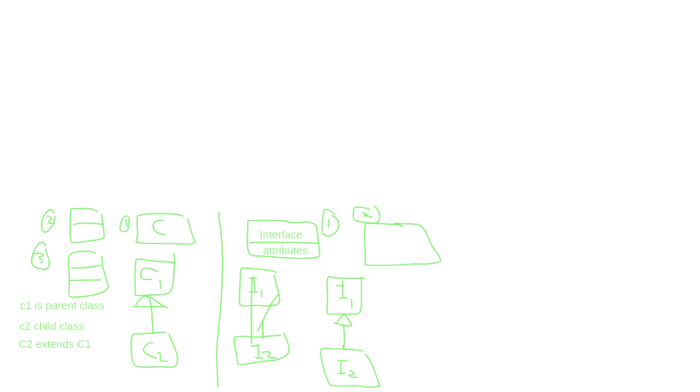Here you write interface I2 extends interface I1. Now just remember, how do you read this? Class C2 extends class C1. How do you read it? Class C2 extends class C1. How do you read it? Interface I2 extends I1. But just take down this in next.